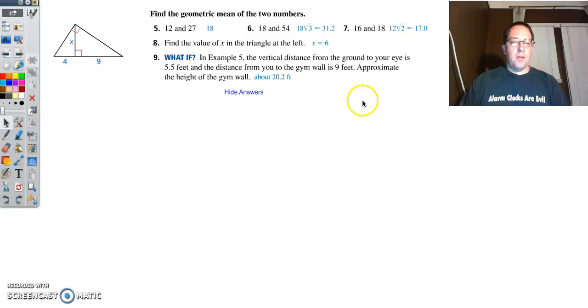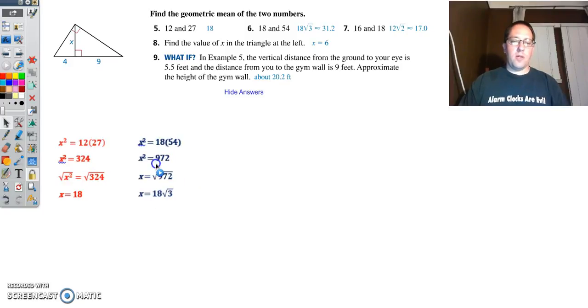Alright, so hopefully you got those all right. If not, if you did, great, you're done. If not, let's see what you messed up. So these first 3, this is just geometric means. So x squared equals 12 times 27. Take the square root of that, and square root is 18. So not too bad. Number 6, same thing. 18 times 54, square root of that.